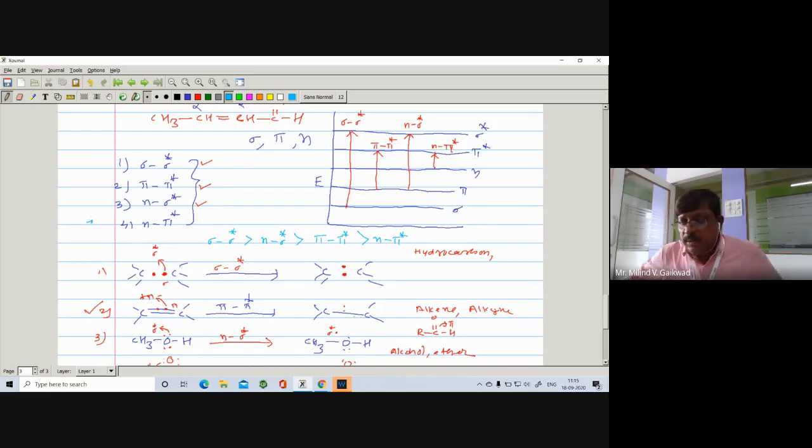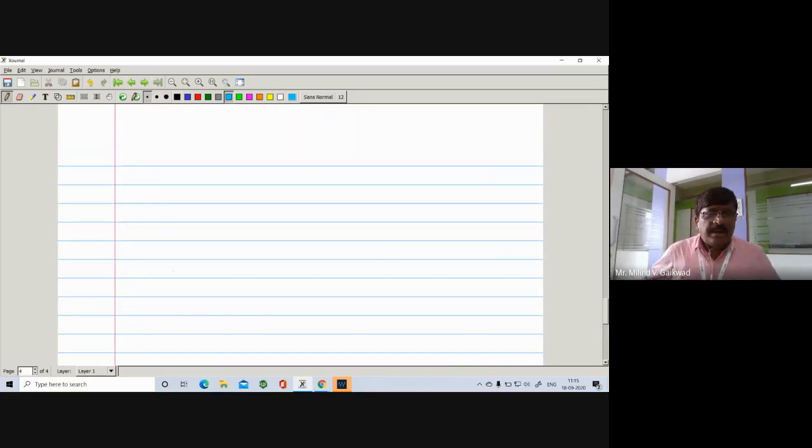Now, take another example. If you are having a compound like CH3, C double bond O, and there is a CH3. It undergoes a pi to pi star transition, a very strong pi to pi star transition, and you get the corresponding CH3 C pi to pi star transition.